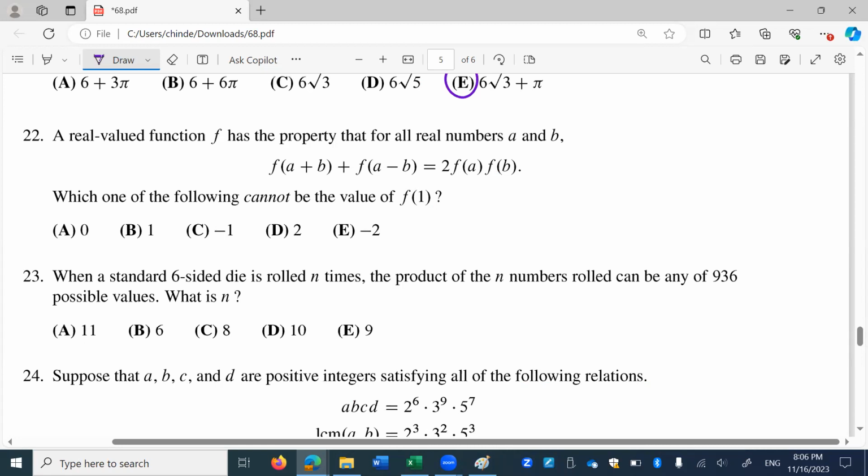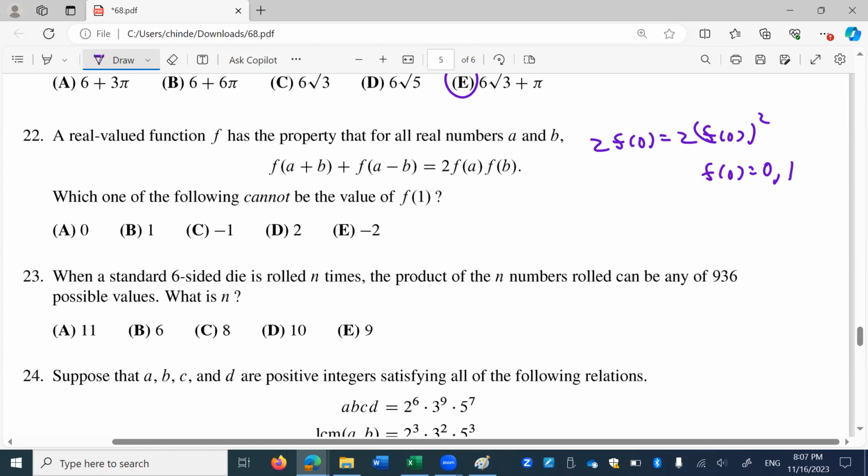All right, we have a real valued function. For all real numbers, this equation holds. So which of the following cannot be the value of f of 1? Okay, so usually for problems like this, you want to get a foothold by looking for some special values. It looks like if I let a and b both be 0, I'll get a nice equation. So 2 times f of 0 is going to be 2 times f of 0 squared. So f of 0 should be either 0 or 1.